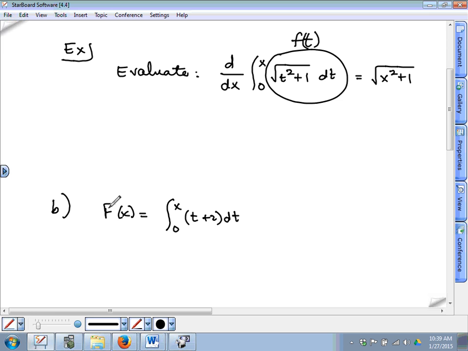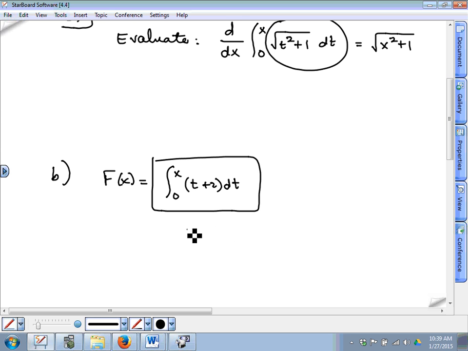Now this is capital F. What if we just took the integral? What if we just evaluated this? It's going to be t squared over 2 plus 2t, and we're going to evaluate that from 0 to x. So this is going to equal x squared over 2 plus 2x minus 0.